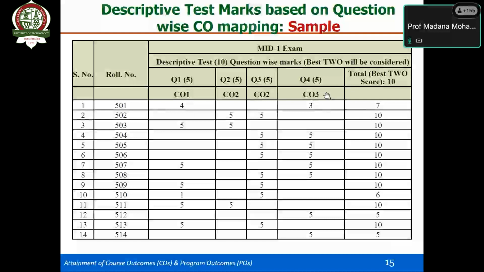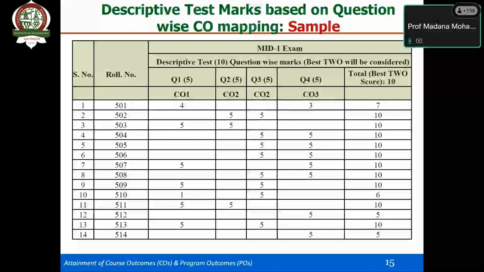So based on the questions, you have to balance the question-wise COs mapping also. In the regulations, some of the institutions and universities clearly mention the weightage for CO1, CO2, and so on. Based on that, whatever process you are following, you can prepare this sheet.